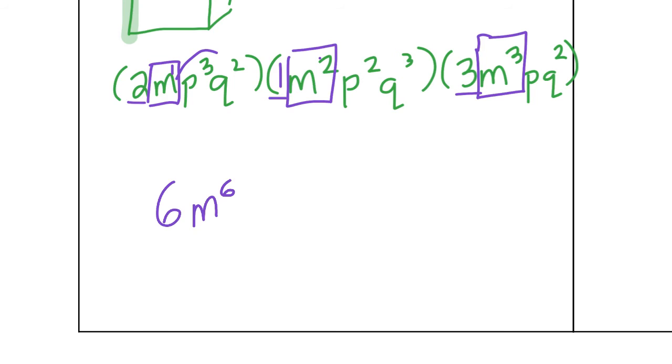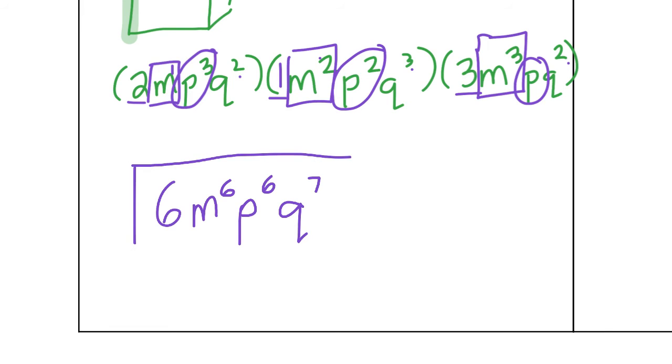Okay, now for the p's, I have p to the third, p squared, and then just a normal p. So we'll add all of those exponents. So that would be 3, 4, 5, 6. And then last for the q, we have q squared plus 3 plus another 2. So that gives me q to the 7th power. So the volume of that rectangular prism is 6m to the 6th power, p to the 6th power, q to the 7th.